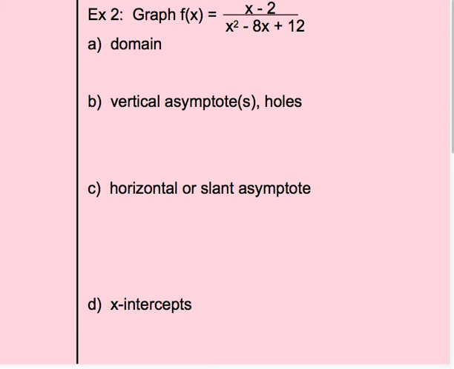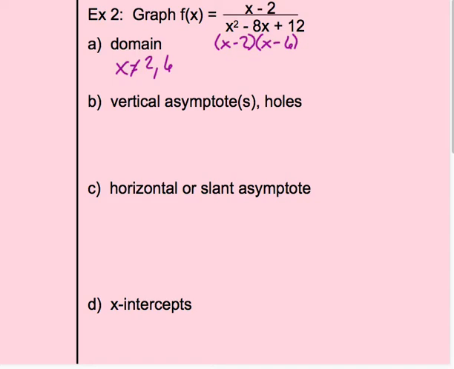So we're going to take a look at one more example, starting with the domain. In this case, I have to factor the denominator in order to find those domain restrictions. What multiplies to positive 12 and adds to negative 8 would be negative 2 and negative 6. So setting those equal to 0, my domain restrictions: x cannot equal 2 or 6. We can't divide by 0.